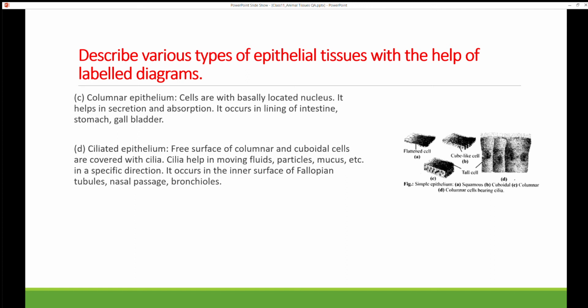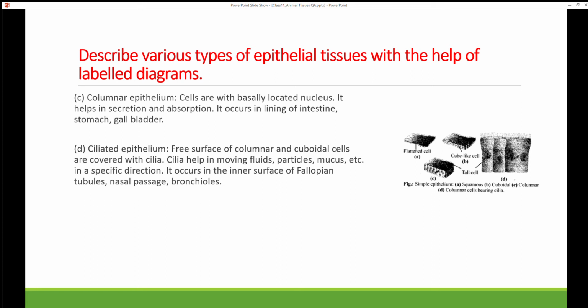See this: the cells are very elongated, and basally located. The nucleus will be a little bit down. This is also for secretion and absorption. The intestine lining, stomach and gallbladder contain it. In many NEET questions this columnar epithelium has come, asking where it is found.